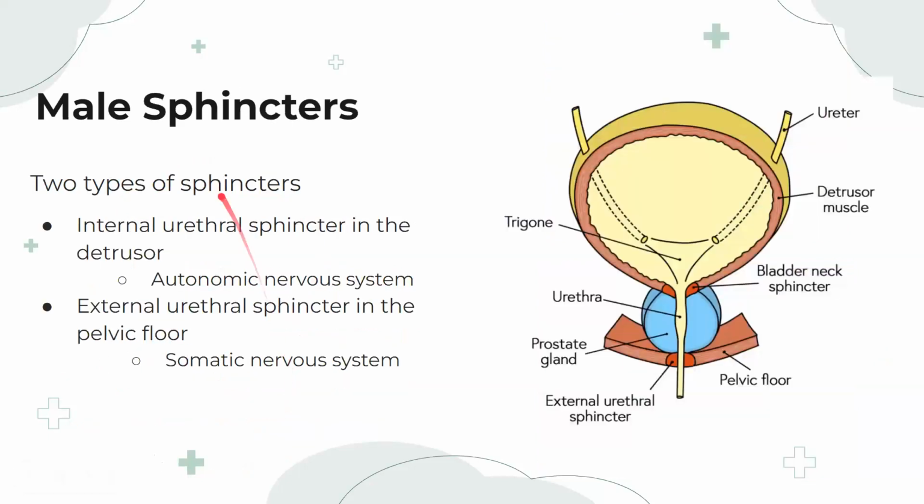Male sphincters, so there are 2 types. There's the internal urethral sphincter at the neck of the bladder. This is the involuntary one, which is controlled by the autonomic nervous system. And then we have the external urethral sphincter, which is within the pelvic floor, and it's controlled by the somatic nervous system. It's controlled consciously; you're in conscious control of this sphincter.